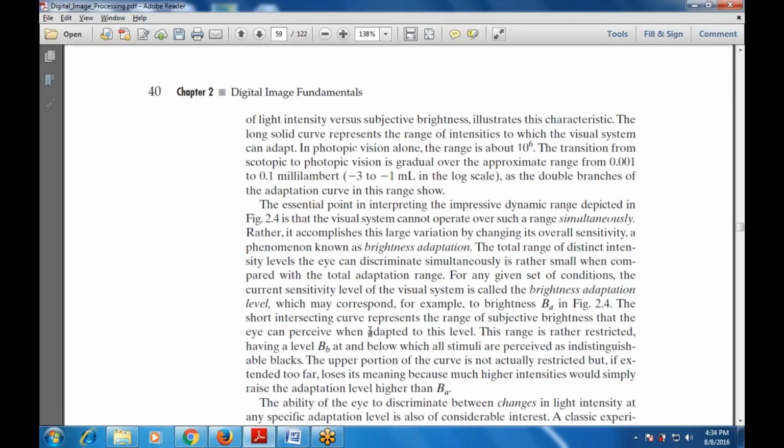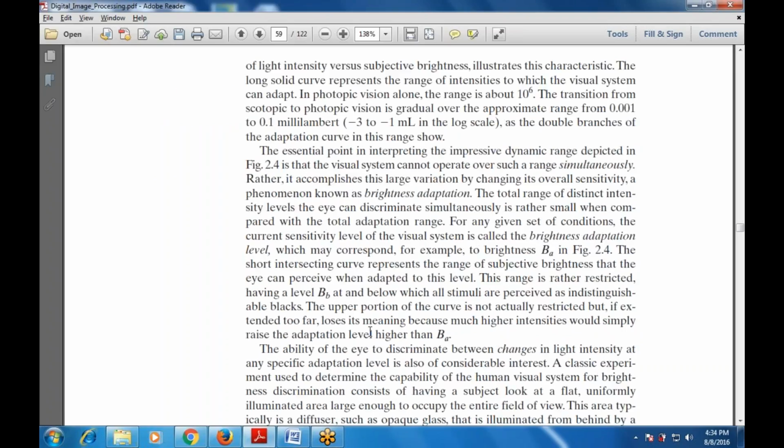The upper portion of the curve is not actually restricted, but if it is extended too far, it loses its meaning, because much higher intensity would simply raise the adaptation level higher than BA. The ability of the eye to discriminate between changes in light intensity at any specific adaptation level is also of considerable interest.